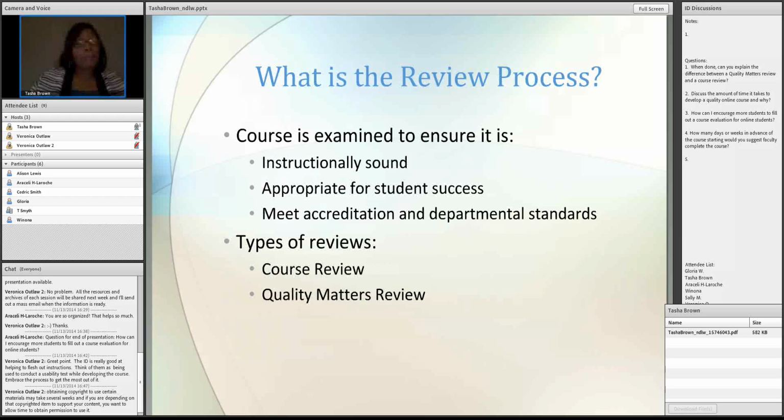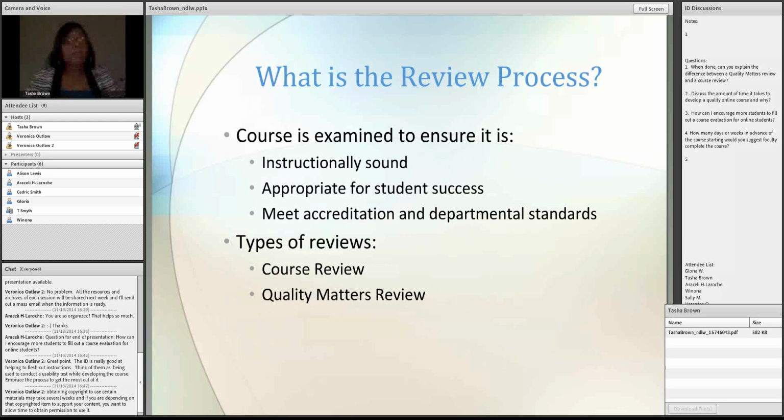So I alluded to it earlier about the review process, and we'll discuss what the review process is. At this point, the course is examined to make sure that it's instructionally sound. Again, we're talking about clarity, consistency. Do your instructions make sense? Are they written out in full? We also talk about the appropriate standards to ensure your students are successful, because we just don't want to get students in our course. We want them to pass with good grades. We want them to be successful, and we want to have good evaluations at the end.